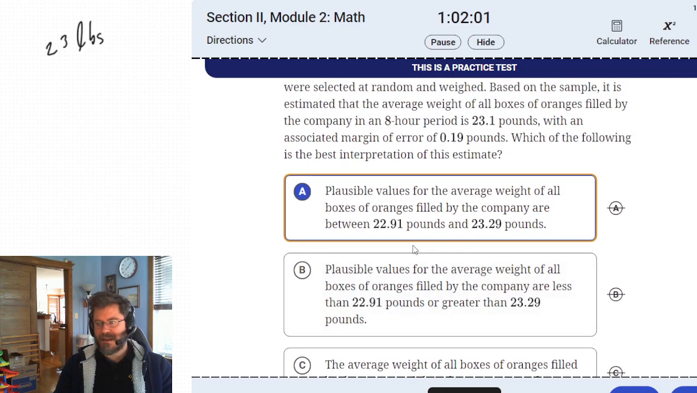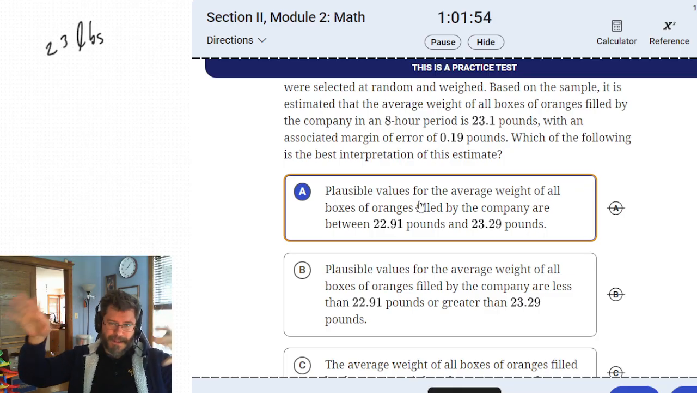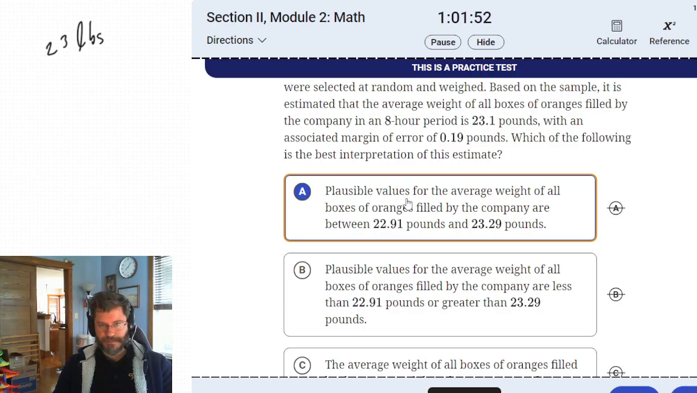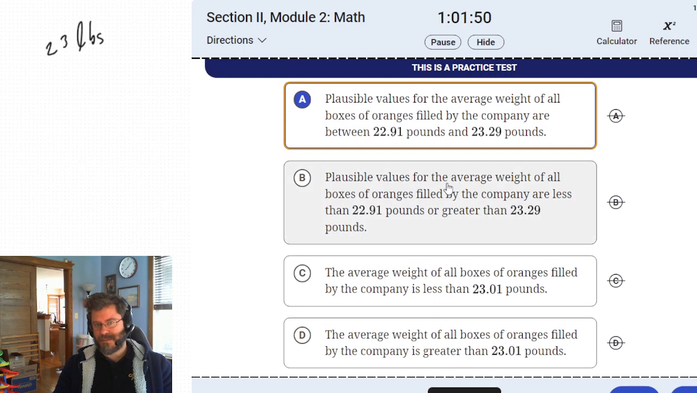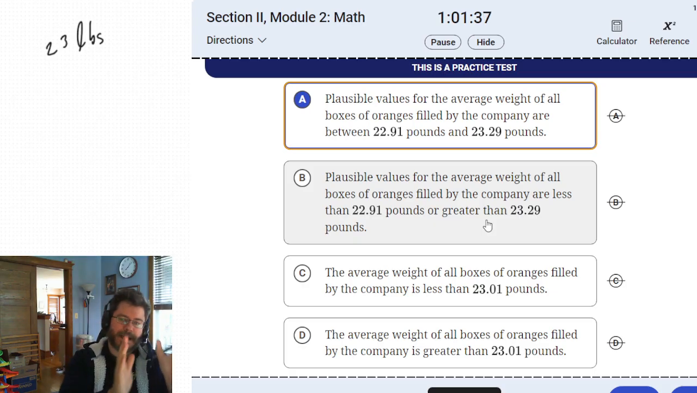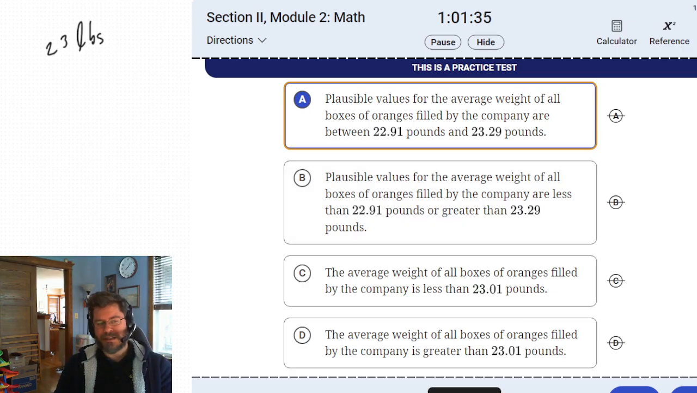Yes, I like A. Notice I'm letting them do the math for me. I suspect from experience here that the math on these numbers is going to be correct. So don't worry about doing the math. Trust it. Plausible values for the average weight of all boxes of oranges filled by the company are less than and greater than. No, it has to be between.